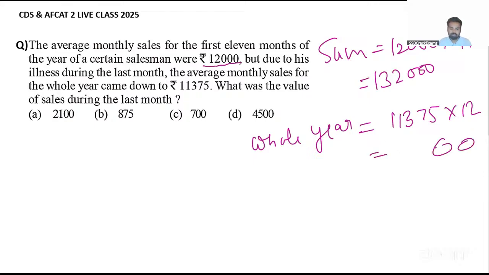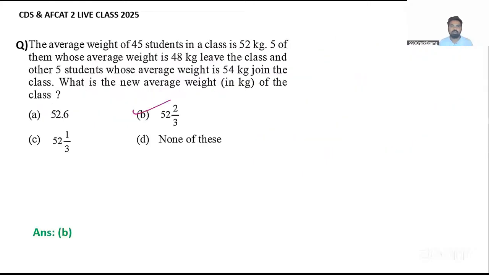Okay. So it is asking what was the value of sales in the last month. The answer of the previous question was 52 2 upon 3. This was the answer.